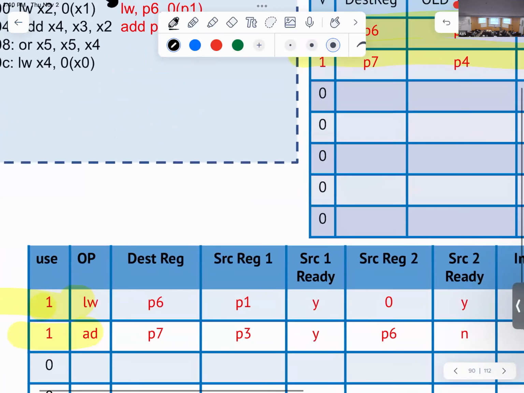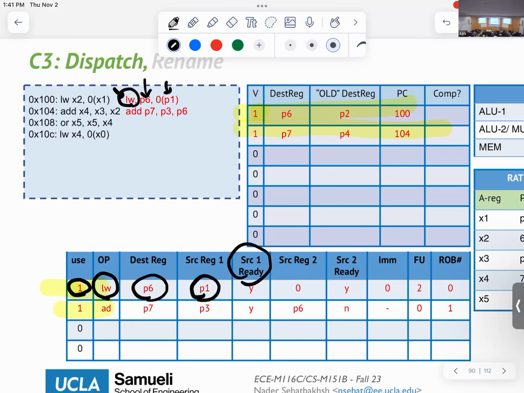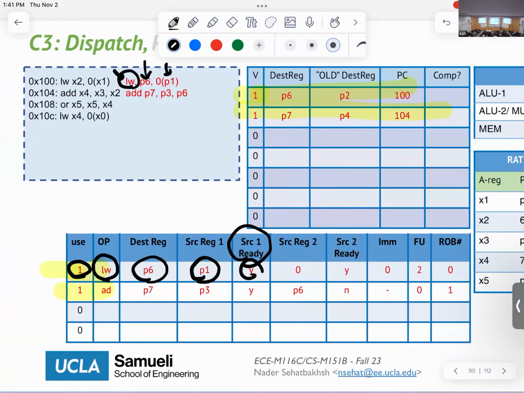Looking at this, I'm going to make this use bit equal to 1 because now I'm occupying that lane in the reservation station. I'm going to use load word as my opcode, P6 as my destination register, and P1 as my source register. Whether or not P1 is ready depends on this table here. I see that P1 is actually ready, so I put yes here.